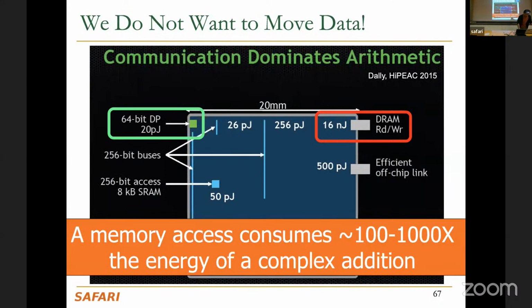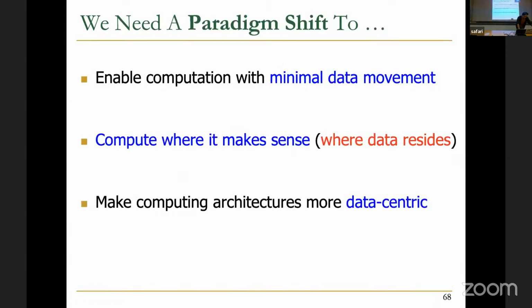So in the end, we do not want to move data because it consumes a lot of energy, and the way of doing it is a paradigm shift, shifting to a new paradigm that can be called memory-centric computing, or processing in memory, but essentially is a paradigm shift to enabling computation with minimal data movement, computing where it makes sense, or where the data resides.